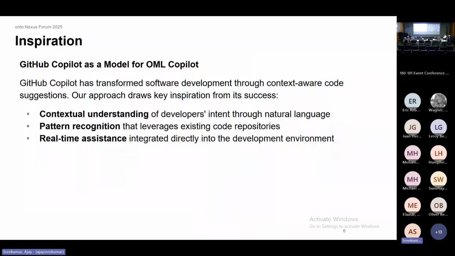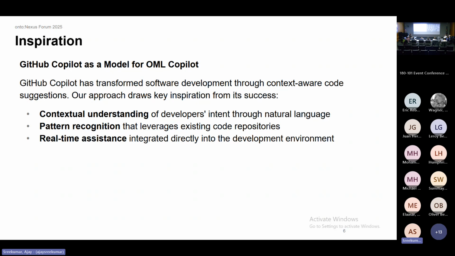So what do we take as inspiration? Is there something that is working like this? That is GitHub Copilot. For those uninitiated, if you use widely used coding languages like Python or JavaScript, there are millions of repositories available which give enough context for a large language model to understand inherently what structural code is, which is grammatically correct. It provides contextual understanding of a Python developer's interest through natural language. It understands prompts, and it also has pattern recognition that leverages these existing code repositories and provides real-time assistance.